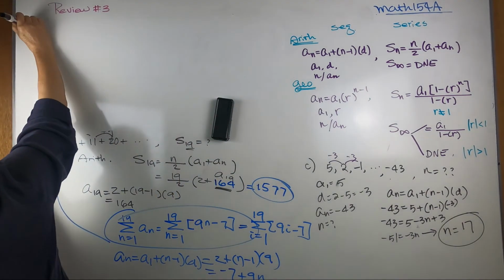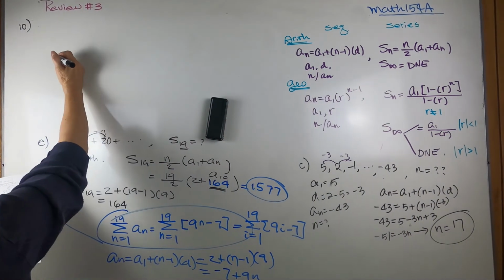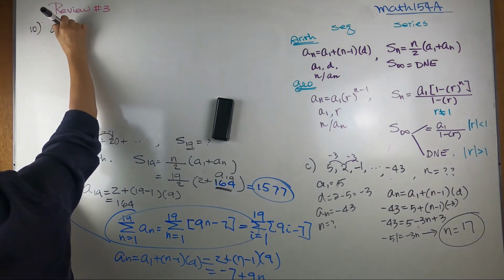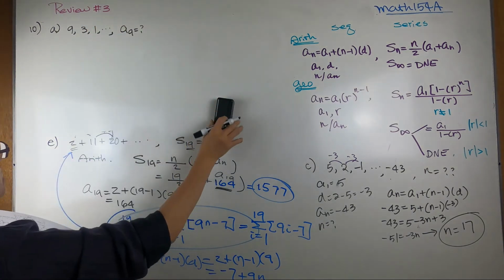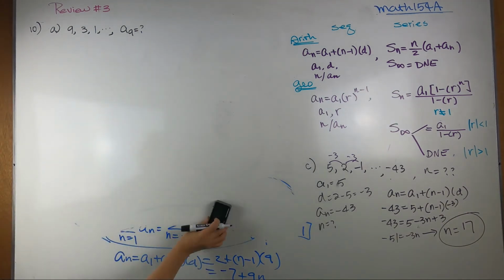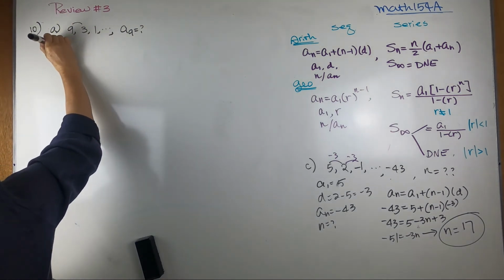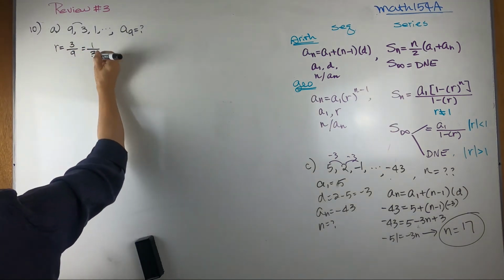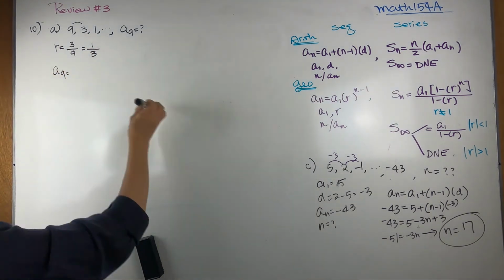Okay, let's do some geometric things. On your page 4, find the indicated unknown for each geometric sequence or series. So 9, 3, 1, find a9, we ask you. Is this geometric? If it's geometric, what's your r? So your 3 divided by 9, you better simplify, right? It's 1/3.